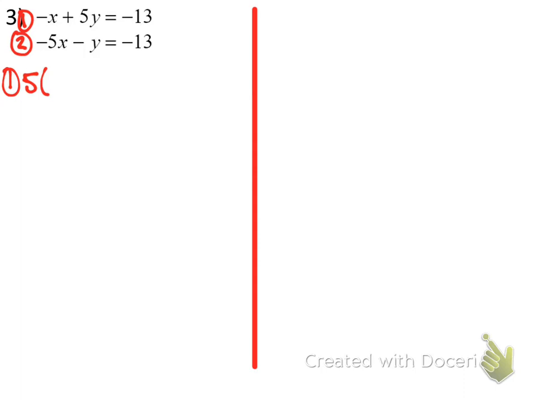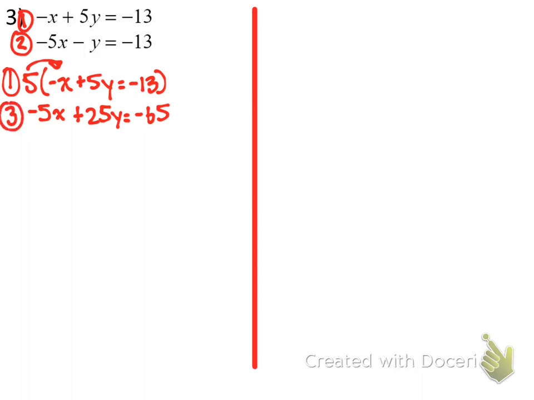So we got 5 times negative x plus 5y is equal to negative 13. Okay? Multiply this out. 5 times negative x is negative 5x. 5 times 5 is 25y. And negative 13 times 5 is negative 65. Now this is equation 3, okay? Since we modified equation 1, let's put equation 2 next to it. We don't want to use the same equation.